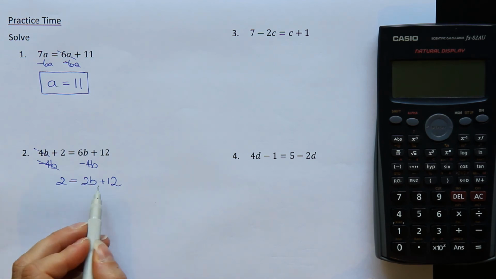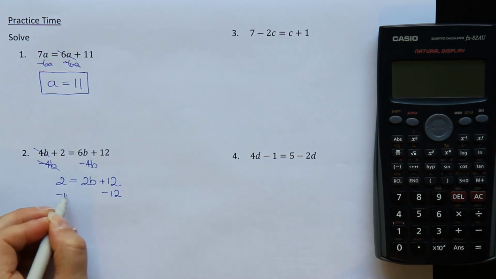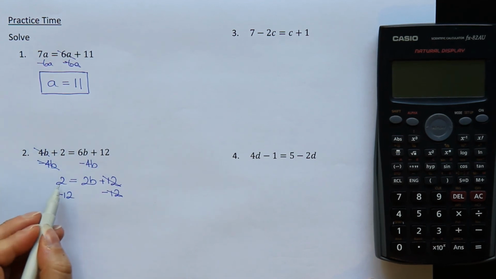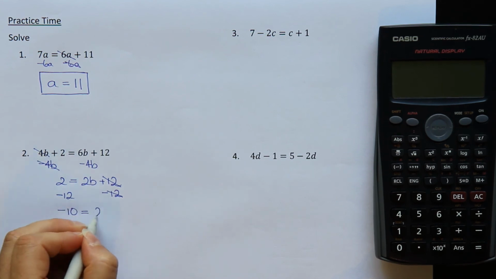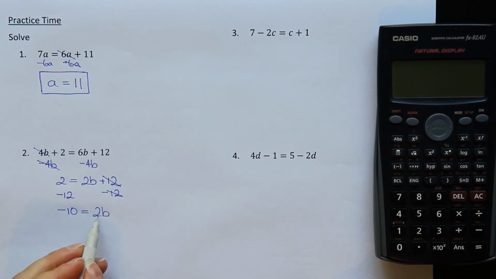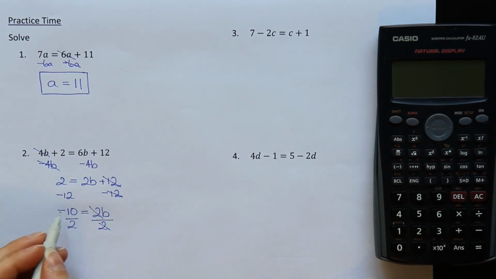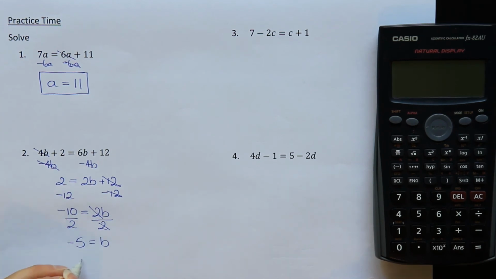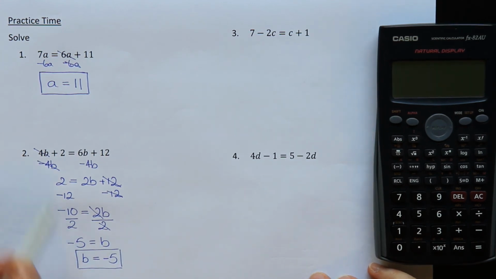b times 2 plus 12. Okay, so I have to move the 12 first, subtract the 12, doing the opposite. 2 minus 12 is minus 10 equals 2b. Now I need to get rid of this 2. That's times with the b, so the opposite is to divide by 2 on both sides. Minus 10 divided by 2 is minus 5. You can switch sides if you like. b is equal to minus 5. Just a few more steps from the first question.